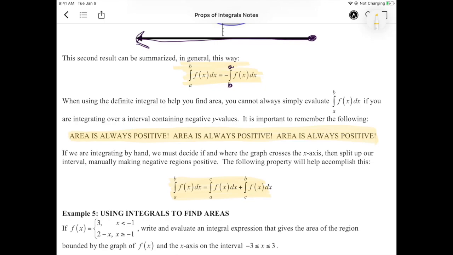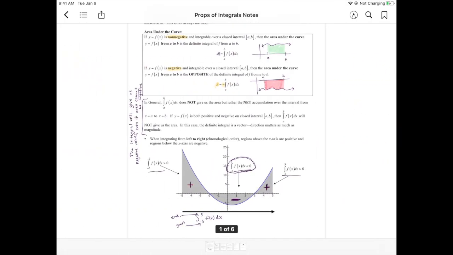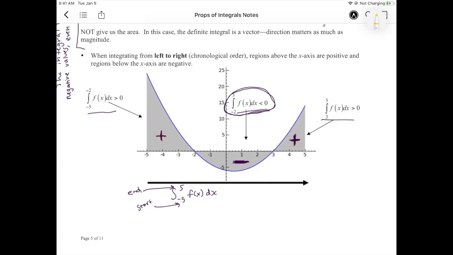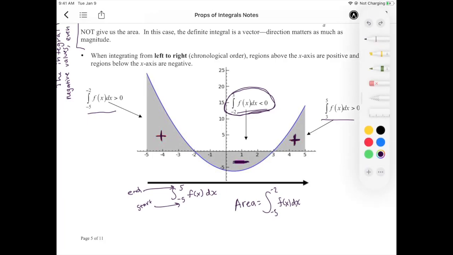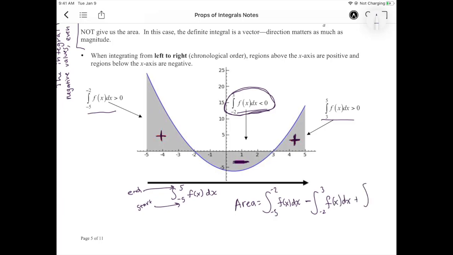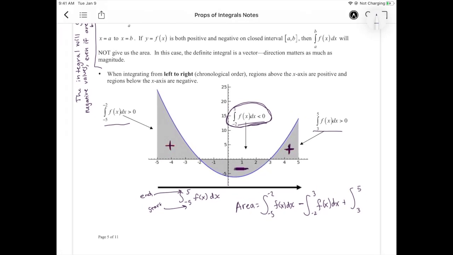Sometimes that means we're going to have to split things up into two, which is what we did on this previous page. So on this previous page, let's say I wanted to find the area of this. I'm going to use the two properties that I just highlighted to find the area. So my area is going to be equal to this first section from -5 to -2 of f of x dx. And then I'm going to add it, or not add, because the next one is negative, I'm going to subtract from -2 to 3 of f of x dx. And then I will add it with 3 to 5 of f of x dx.